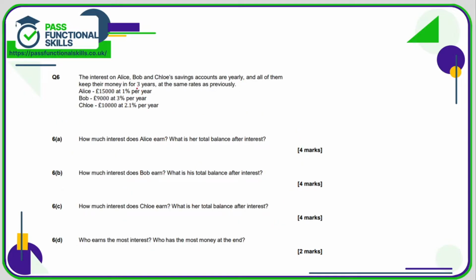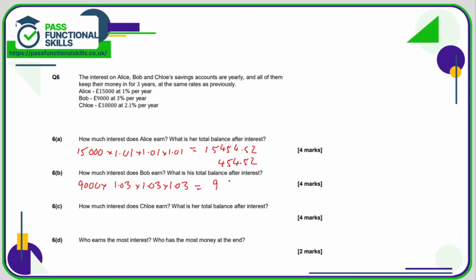So again, we've got another question where we're keeping the money in for several years. For Alice, it's going to be 15,000 multiplied by 1.01 times 1.01 times 1.01, and that comes to a total of 15,454.52. So therefore the interest is going to be £454.52. Bob is going to be 9,000 times 1.03 times 1.03 times 1.03, and that will take Bob up to £9,834.54. So his interest is going to be £834.54 over the 3-year period.